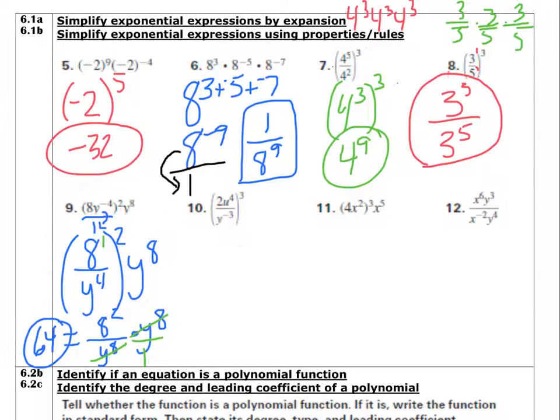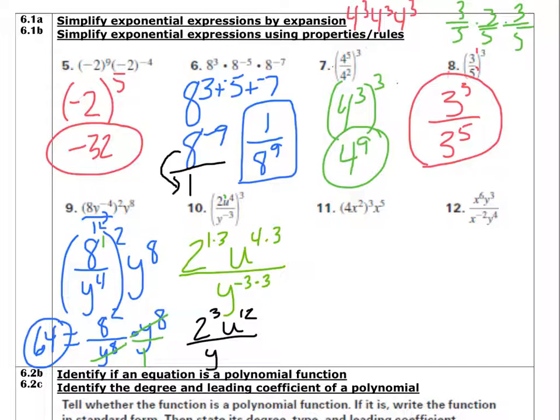For number 10, let's actually distribute this exponent first before we change this exponent to a positive, and I'll show you it will work. You do have to be careful. The 2 does have a little exponent on it too. So this 3 has to go towards the 2, towards the u, and towards the y. So what you're going to end up having is 2 to the power of 1 times 3, and then u, and it's 4 times 3, and on the bottom it's y to the negative 3rd times 3. When you simplify that, it's going to become 2 cubed times u to the 12th over y to the negative 9.